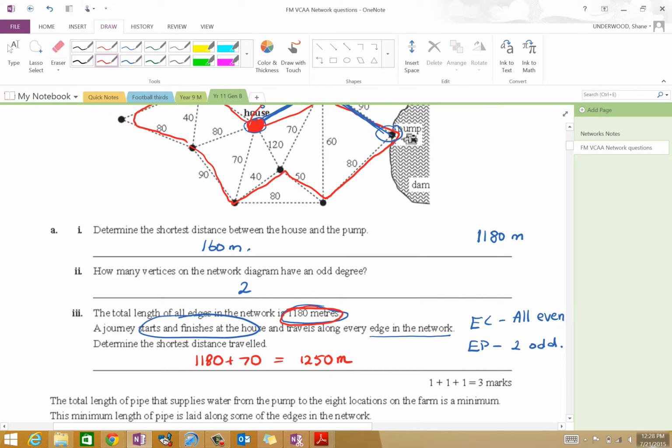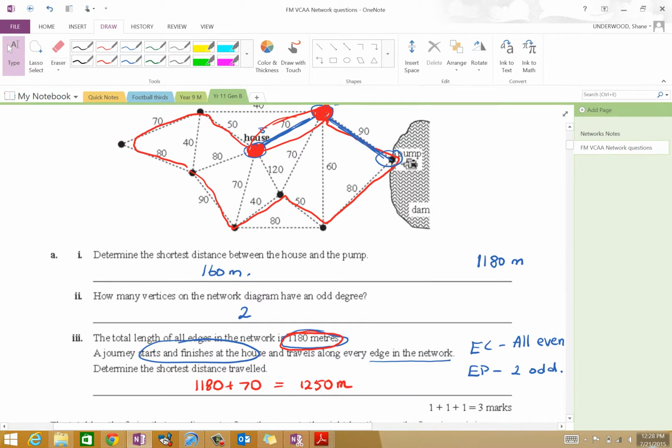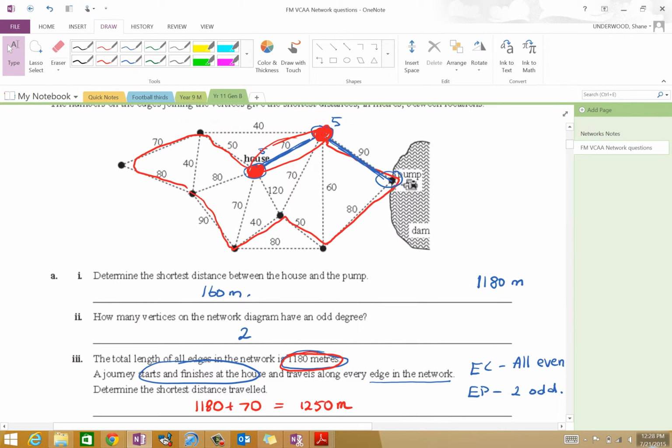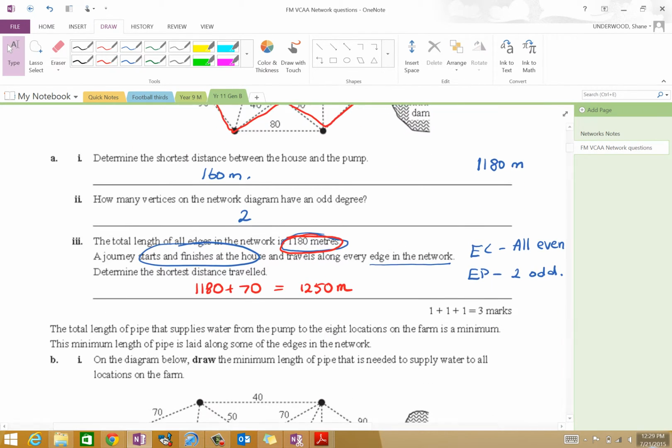That's because students didn't exactly understand. They didn't ask you to do a Euler circuit or Euler path or anything, but by noticing that we had 2 odd vertices and you have a network which goes through every edge, starts and finishes at the house, it actually has to go here and then go back to the house again. So that's 1250.